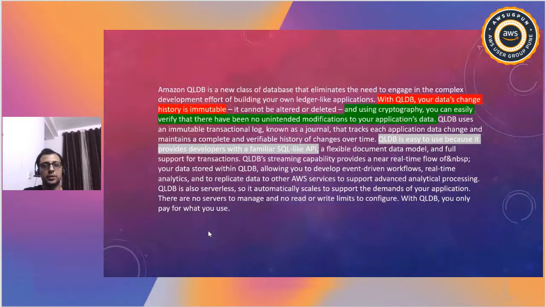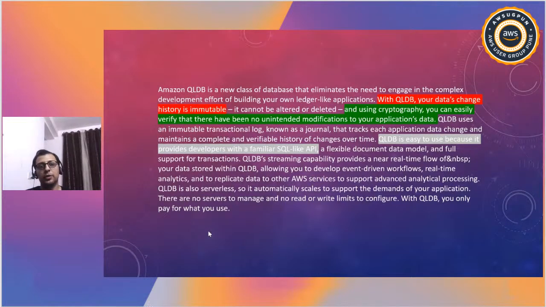So how does it make it easy? All your changes are immutable, as in the blockchain. It's append only. You cannot alter or delete it. If any change happens on any transaction, you can see who changed it, when it was changed, and what was the previous state. And it uses the same cryptographic hash function to save it onto a ledger.